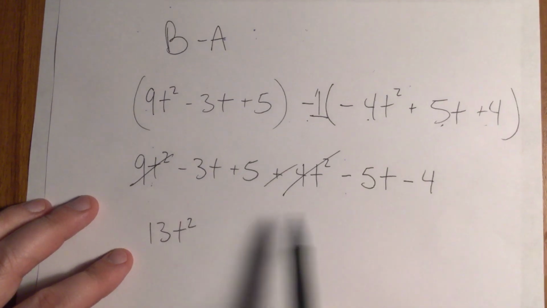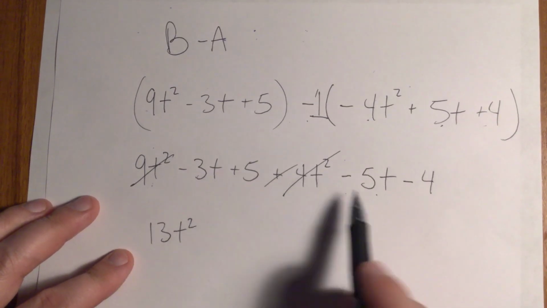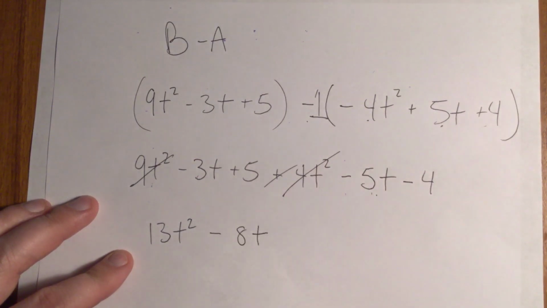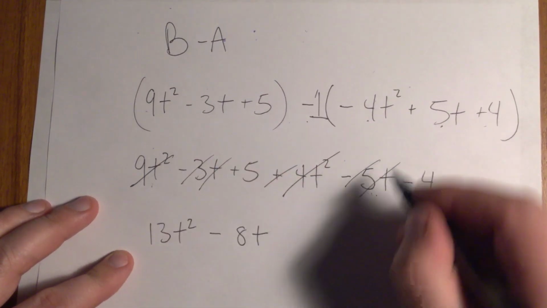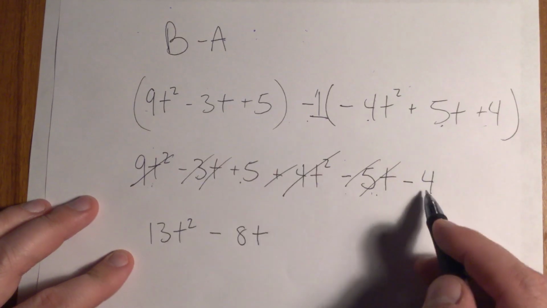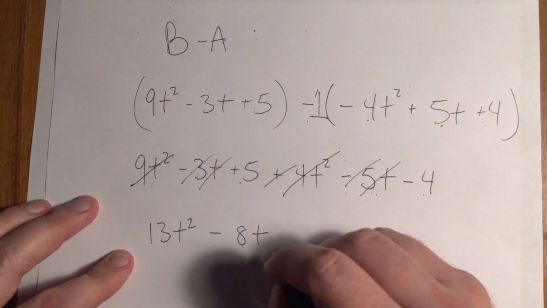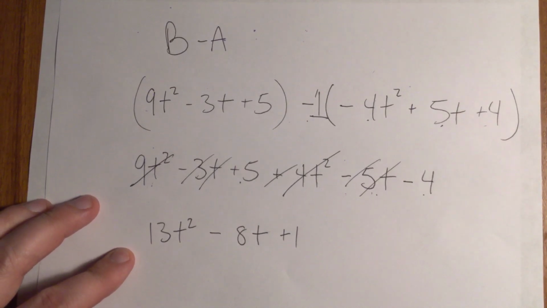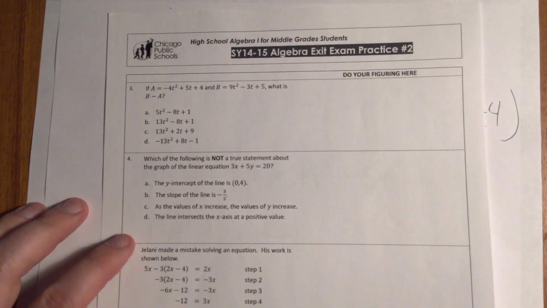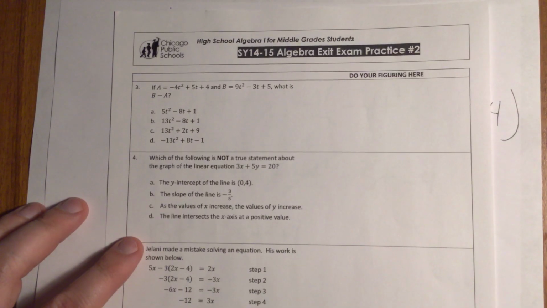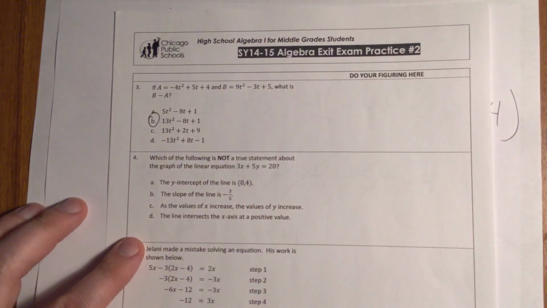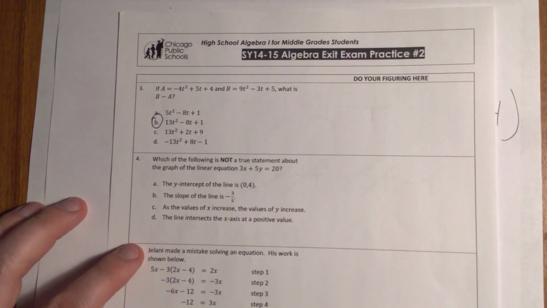And I like to just cross the stuff off just to keep myself organized as I'm doing it. And then I have the t terms. Negative 3t minus 5t is minus 8t. I'm going to eliminate that also. And that leaves me plus 5 and minus 4. That's plus 1. So I have 13t squared minus 8t plus 1. So if I go back to this, 13t squared minus 8t plus 1, that's going to be b. Okay.